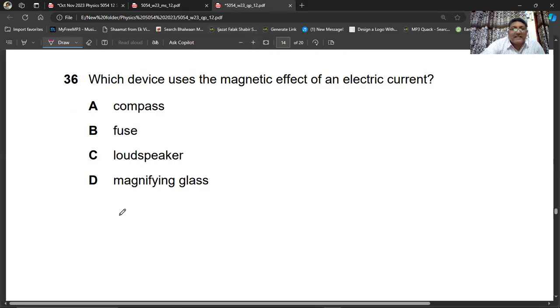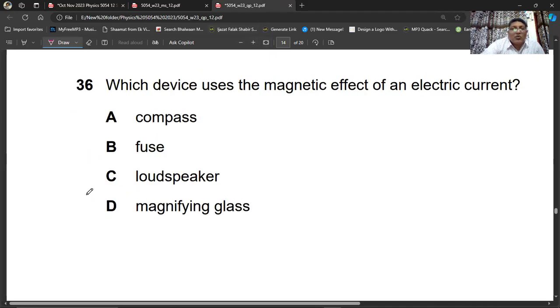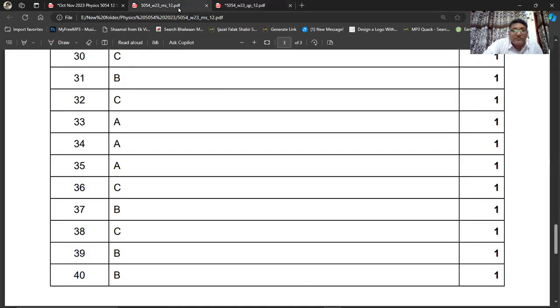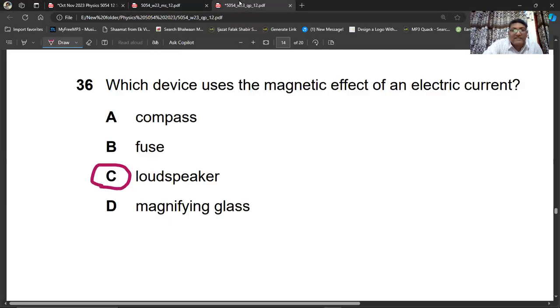Question number 36. Which device uses the magnetic effect of an electric current? The compass, fuse, no. Loudspeaker, yes, loudspeaker uses this. Magnifying glass, no. In the loudspeaker, we have a coil. In that coil, we pass the alternating current and it becomes an electromagnet, and due to that, the coil moves because it interacts with the magnetic field of a permanent magnet. So I think C is the best option. Question number 36, C is the right answer, sir.